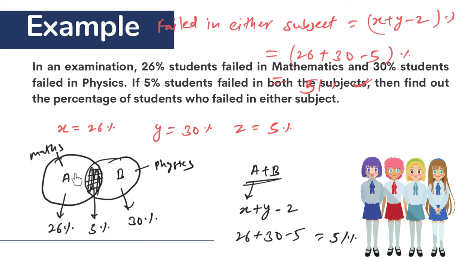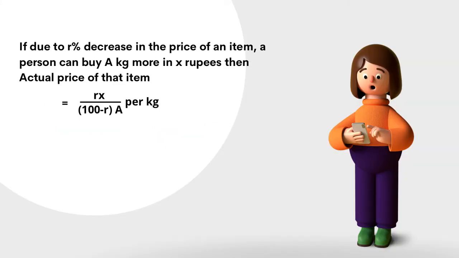Because sometimes they will give the value of passed students. If they say 26% students passed in maths, 30% students passed in physics, and 5% students passed in both examinations, calculate the value for the students who passed in either subject. So the method will be the same. If you know this method, you can do any kind of question of this type. Let's see this concept. This concept is very tricky. So I will suggest using this formula to solve this kind of question.